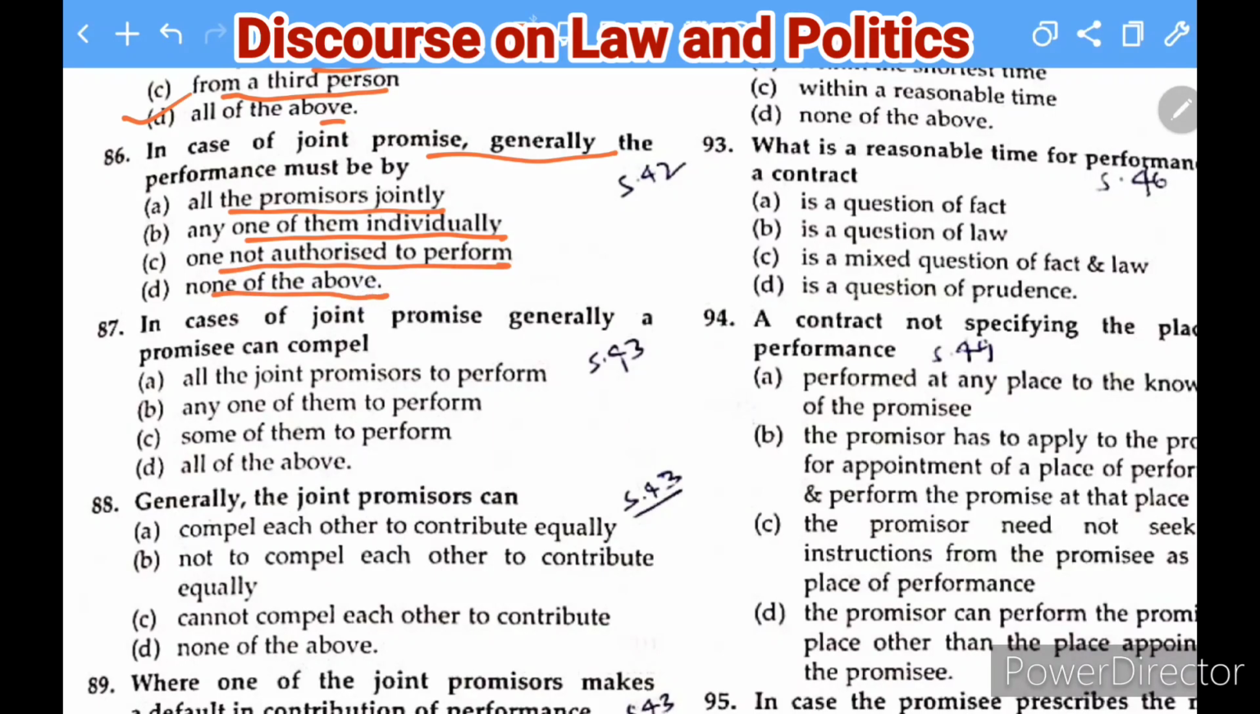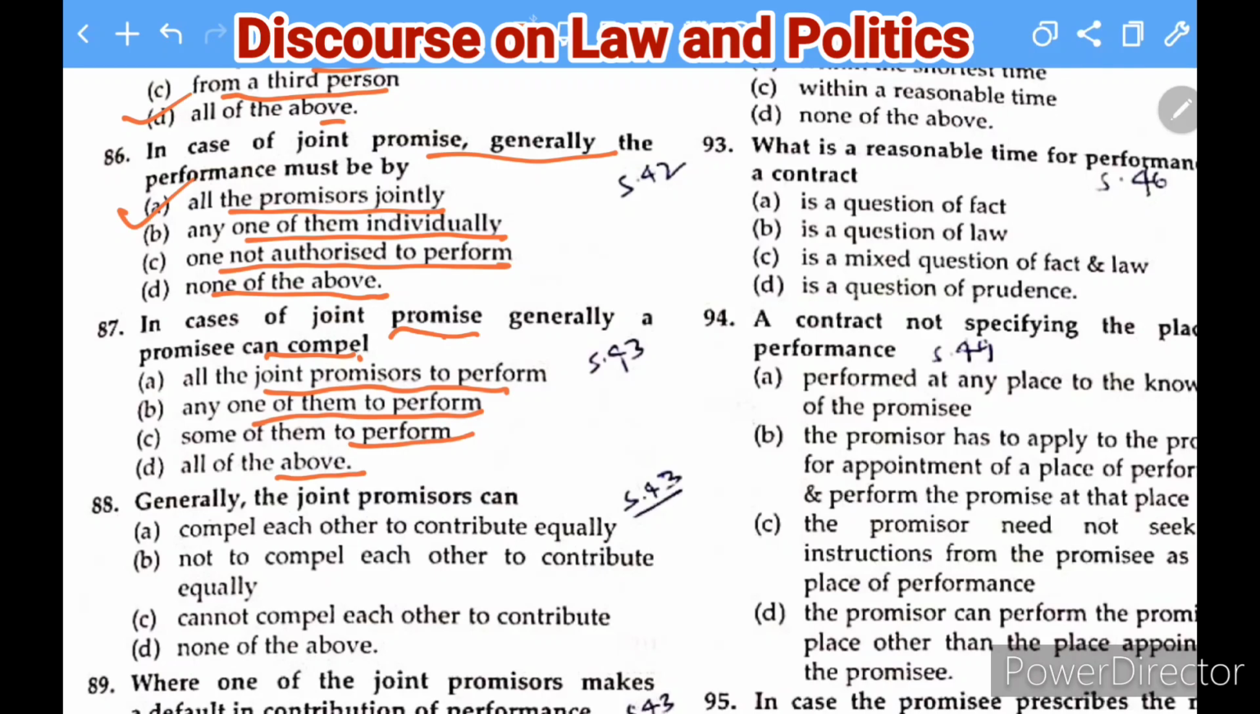So which is the right answer? All the promises jointly here. In case of joint promise, it would be all the promises jointly. In a case of joint promise, generally a promisee can compel all the joint promisers to perform, any of them to perform, some of them to perform, all of them, all of the above.